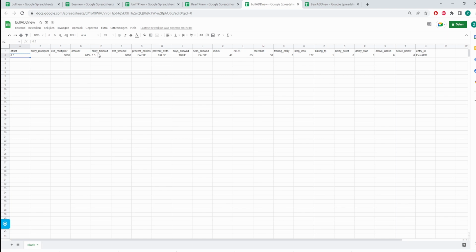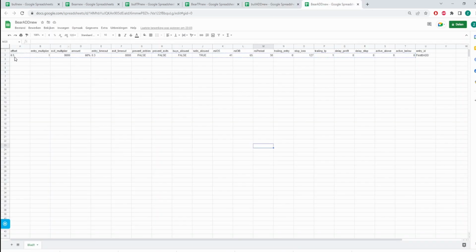Entry timeout means after how many minutes I want to check if I'm still the first in line. I have it set to 0.3, so basically every 18 seconds it will check if it's the first in line. If not, it will shift its order back to the first in line. This basically means that I'm adding 60% of my equity directly with a limit order, chasing the price up or down. Okay, so that's the add signal.